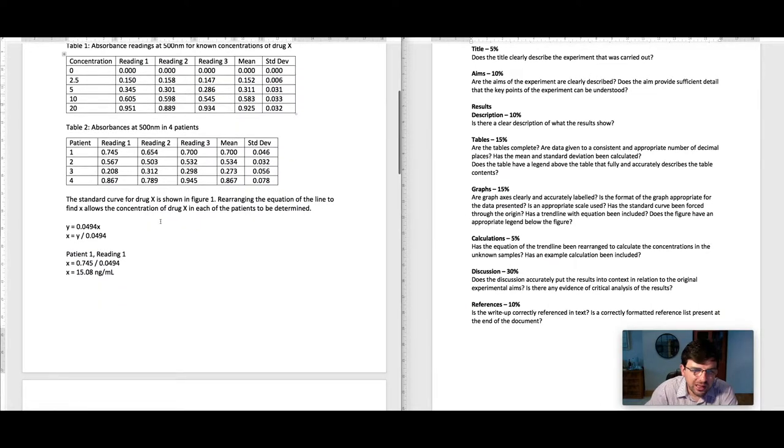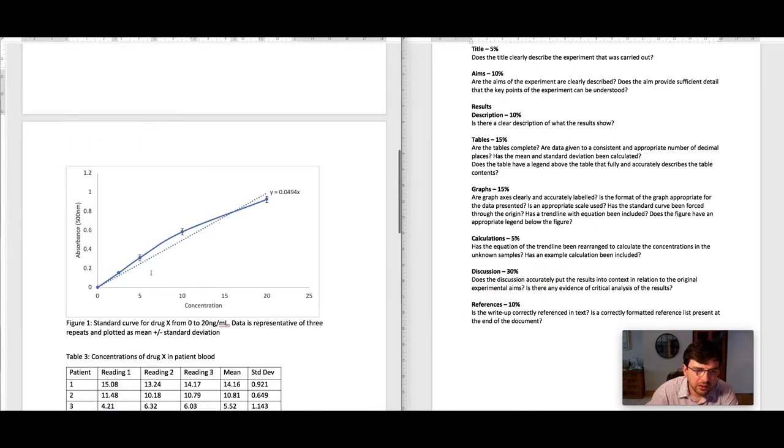We come to the calculation and the student has said that they arranged the equation of the line to find X, which allows them to determine the concentration of the drug. They provided the equation with the rearrangement and then they give an example calculation based on this first reading here. So we can actually see the thought process of the student and how they've actually reached the values for these individual patients. So that's good. The fact they provided the units here means that they would pick up the 5 marks for that calculation.